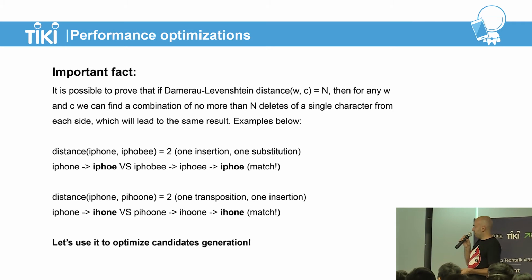Another example, also iPhone and this weird word, right? Also the distance is 2, 1 transposition and 1 insertion leads from this one to this one. And you can also do 1 deletion from iPhone and get this word, and you can do 2 deletions from this one and get this word. So basically, it can be proven that this idea works. So we want to use this idea to optimize the performance of picking the candidates. How do we do it?